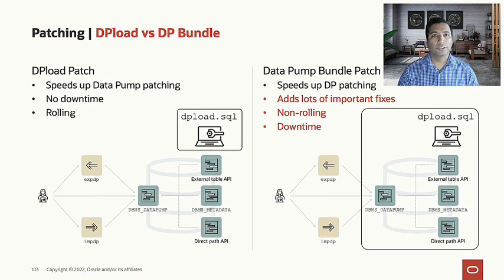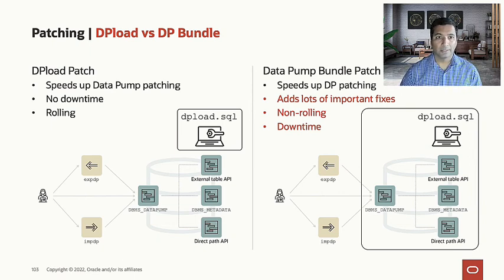This slide shows the distinction between what we call a dpload patch and what a data pump bundle patch is. The dpload patch is the patching infrastructure change that we have done to improve the patching performance and make it more reliable. It does not require any downtime to install, and it can be installed into an Oracle home, into a running system without needing any downtime. This also is rack rolling, meaning on a rack-enabled environment, we can apply this without needing any additional downtime.